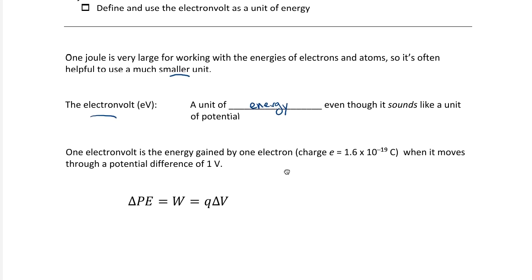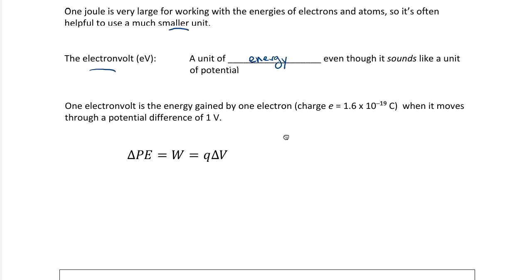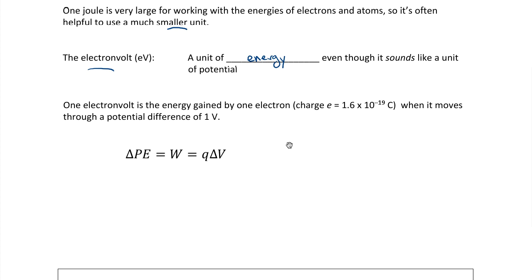Specifically, an electron volt is the energy that's gained by one electron, and the charge on an electron is the elementary charge, 1.6 times 10 to the negative 19 coulombs. An electron volt is the energy gained by one electron when it moves through a potential difference of 1 volt.